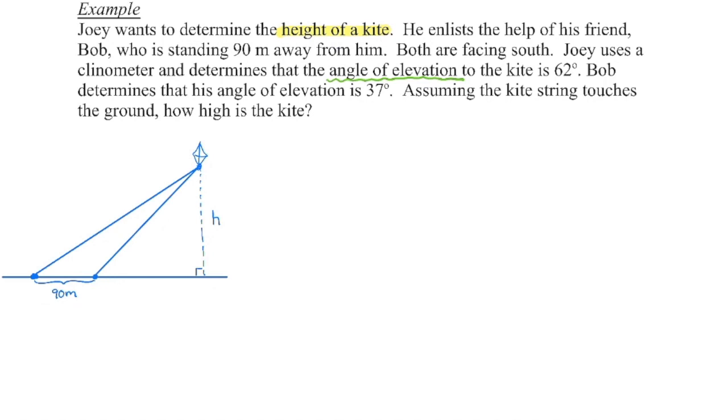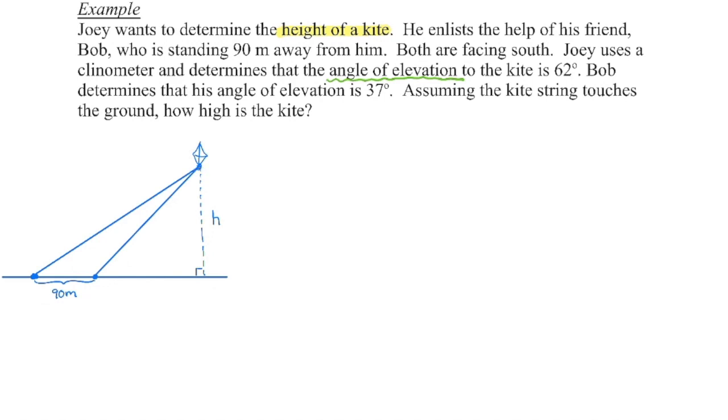A clinometer is used to determine the angle of elevation. Now, if we take the sight line of each of these people, from the horizontal, we go up, and there is the first person's sight line to the kite. From the horizontal, we go up, there is the second person's sight line to the kite.